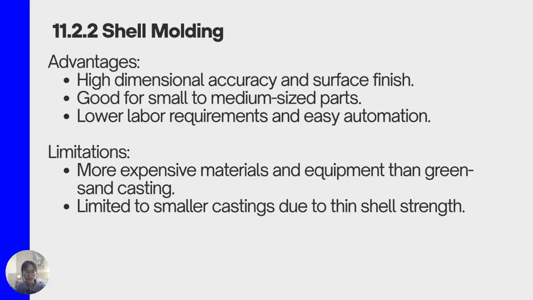This method produces excellent surface finish and dimensional accuracy while using less sand compared to conventional sand casting. It's efficient for small to medium parts. It is ideal for mass production. Typical applications include gear housings, valve bodies, camshafts, and brackets. Although pattern cost is higher, the quality and repeatability make it worthwhile for precision manufacturing.